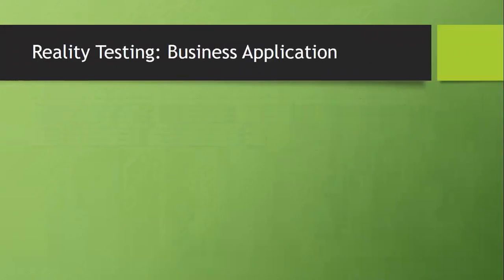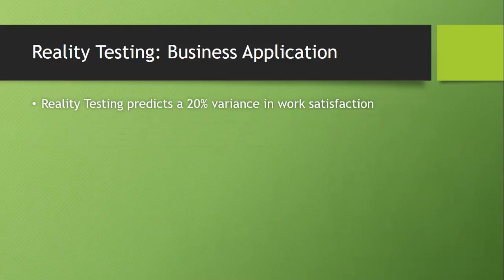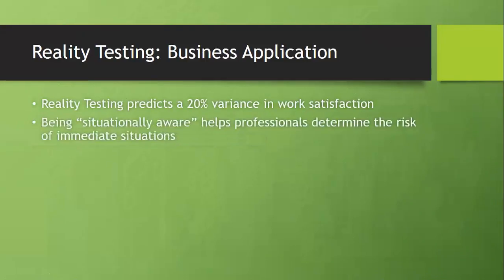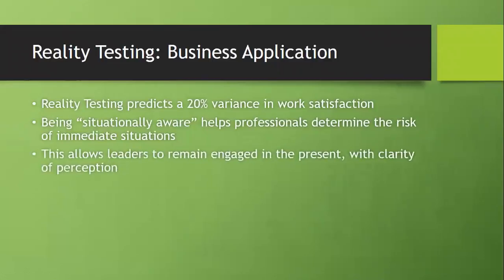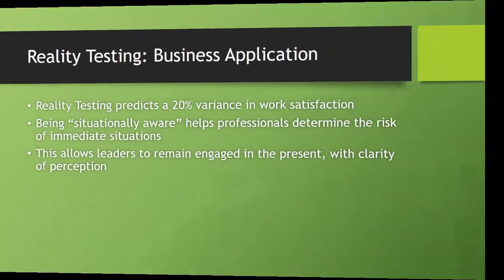So what's the business application of this? Reality testing predicts 20% variance in work satisfaction. Also, being situationally aware helps professionals determine the risk of immediate situations. Also, this allows leaders to remain engaged in the present with clarity of perception.